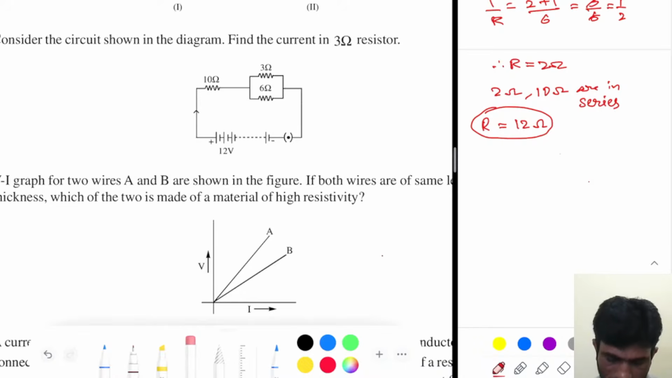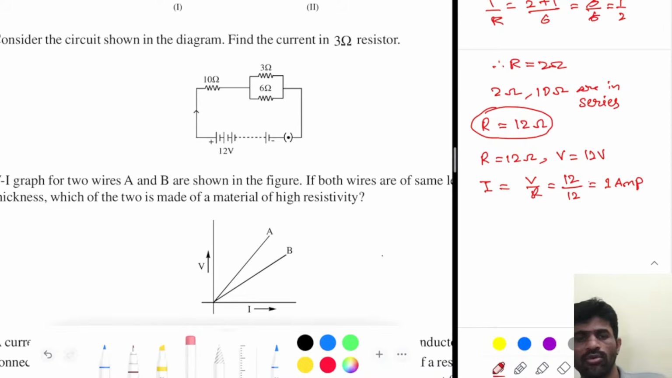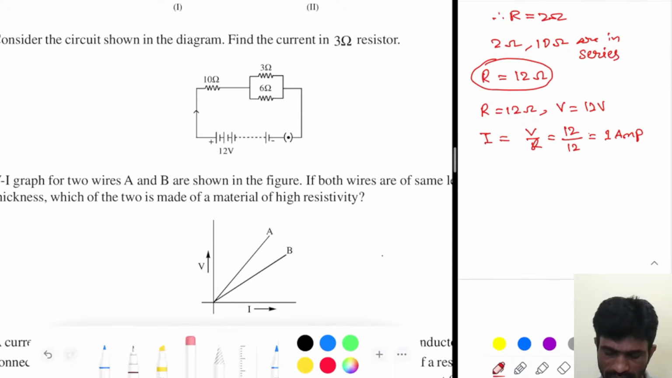So the overall resistance we got, R, is equal to 12 ohms, and the overall voltage V is equal to 12 volts. The overall current I is equal to V by R, that is 12 volts by 12 ohms, which is 1 ampere. Overall current is 1 ampere. Means through 10 ohms and 2 ohms, 1 ampere is traveling. Now the current through 3 ohms, what happens? This 1 ampere will be divided.